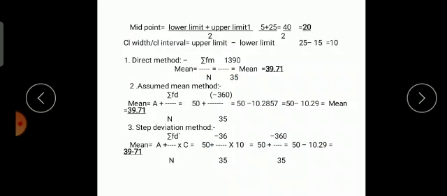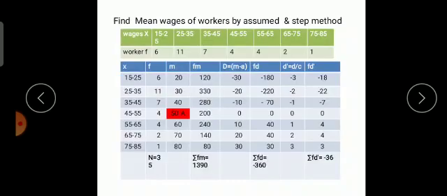Now let's see the direct method. We have summation fm upon n, that is 1390 divided by the n value 35. We get the mean as 39.71.